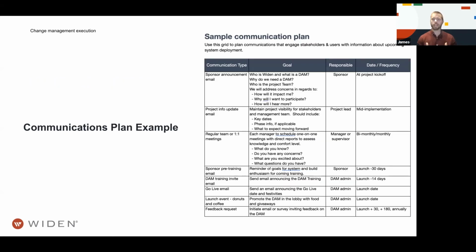So we talked about a communications plan. It can really be as simple as a spreadsheet. Here's one that we like to use here at Widen in terms of documenting what type of communication it is, what is the goal of that communication, who's going to be responsible for sending that out, and then how often are we going to do that? Is that a one-time communication? Is that something that we do on a set cadence? All really good things to document in a central location.